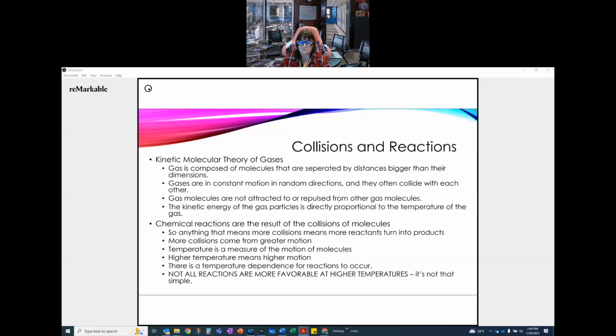Okay, don't worry, we'll get there. But that's not the only thing that we need to consider. Just because we need to move more in order to be able to do a reaction, that does not mean that all of them have a greater rate at a higher temperature.